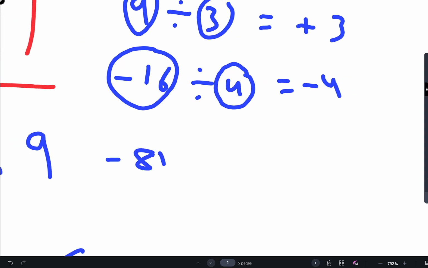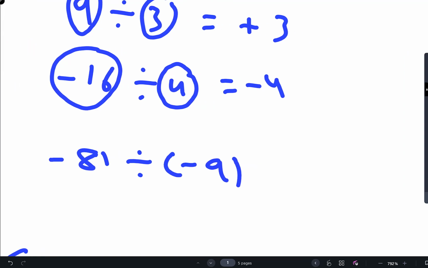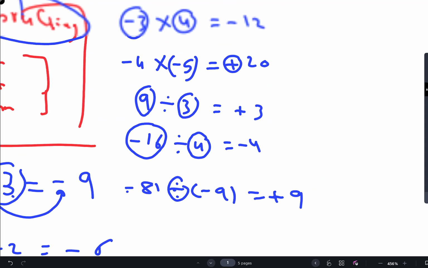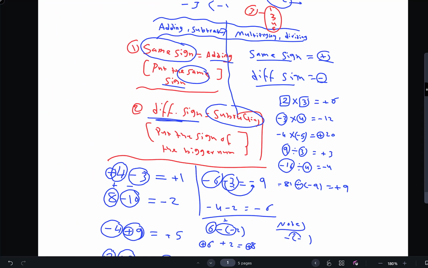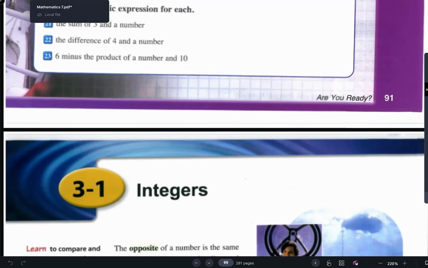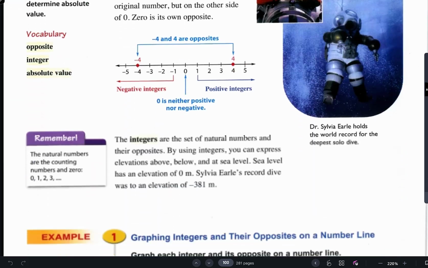Negative 81 divided by negative 9. It will be positive, because negative divided by negative is positive, they are the same sign. And 81 divided by 9 is 9. So you have to memorize the multiplication chart. So this is all about these 4 lessons. Look at here.